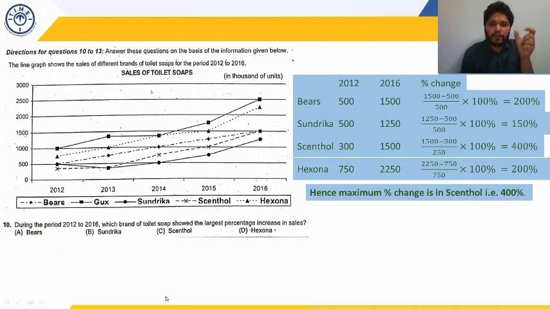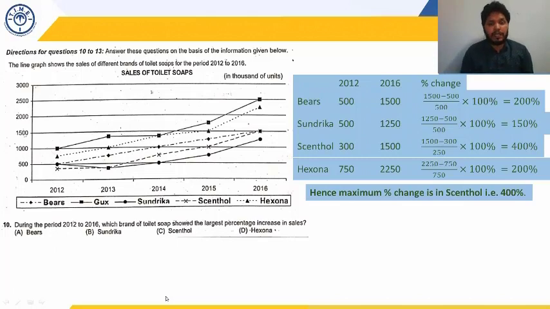The sale of Beers was 500 and Sundrika was also 500 in 2012, and from 2012 to 2016 the sales of Beers increased to 1500 and the sales of Sundrika only increased to 1250. So the base is the same for both Beers and Sundrika, and the final quantity is less in case of Sundrika. So if the change is less in Sundrika, then the percentage change is also going to be less in case of Sundrika, because the base is the same for both.